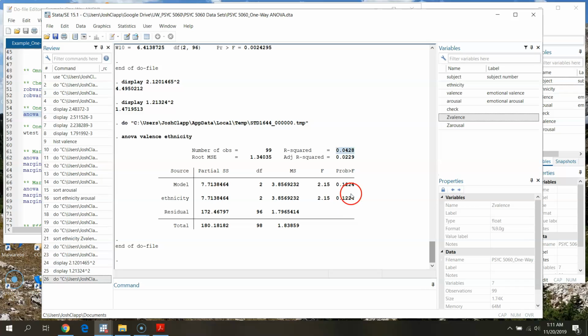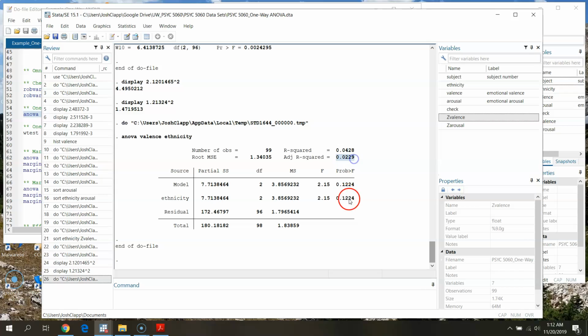Okay, we'll go through and calculate eta squared in a moment, but it gives you it right here. The R squared is just the same thing as your eta squared. Remember that for these data, eta squared is a nice descriptive statistic of effect size, saying that our racial ethnic groups are accounting for about 4.3% of the total variability in our arousal ratings.